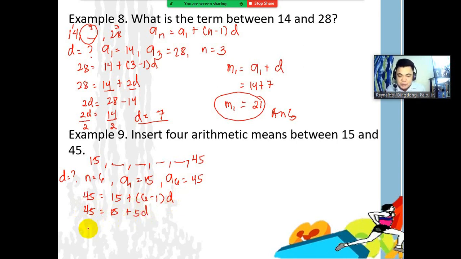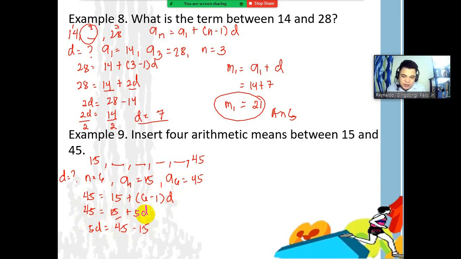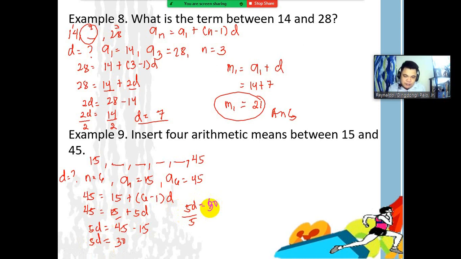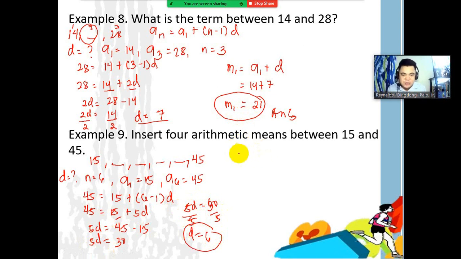Then apply the addition property of equality. 5d, bring down 45. Opposite of 15 is negative 15. So 45 minus 15 is 30, equals 5d. Then we need to divide both sides by 5 to solve for d. So therefore, d is equal to 30 divided by 5, which is 6. That's the time that we can solve for the means.